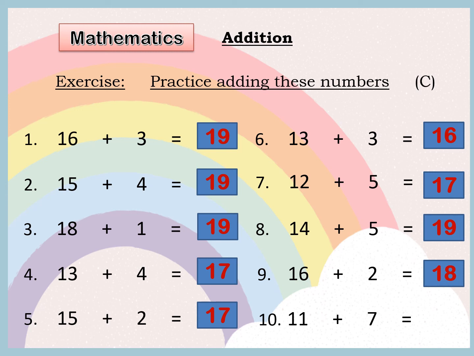And then the last number, we have 11 plus 7. Now, which digit is bigger? Is it 11 or 7? Yes, the answer is 11. So 11 on your head, 7 on your fingers. Count 7 on your fingers. 1, 2, 3, 4, 5, 6, 7. So 11 on your head and then followed by 12, 13, 14, 15, 16, 17, 18. So the answer is 18.